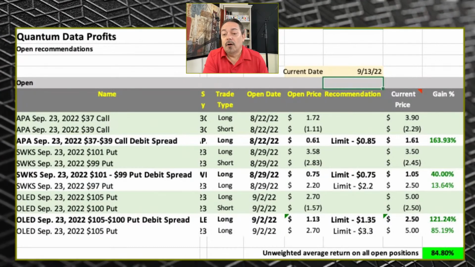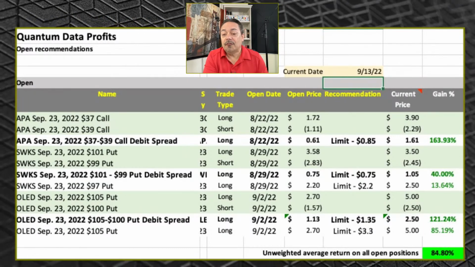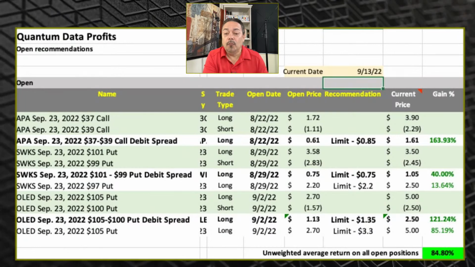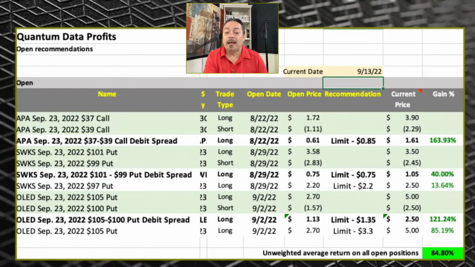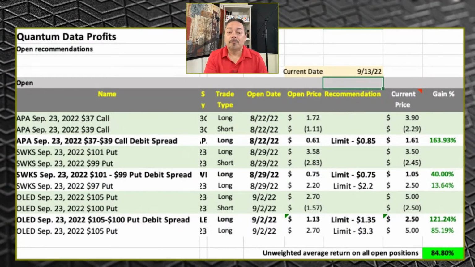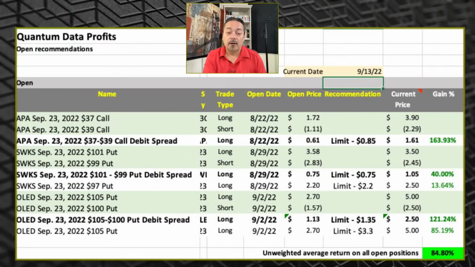In fact, APA we're up almost 164% on that trade. We're up 40% on SWKS. And then there's a put we're up about 13% on. OLED, we got a double on that put spread. And I have just been told before we went live that we got a double on the OLED 105 put. So for those of you that are part of Quantum Data Profits, guess what? You'll be getting an email from me real soon. But if you're following the rules that we tell you to follow, you're already out. Congratulations. I could clap 2 or 3 times just today.